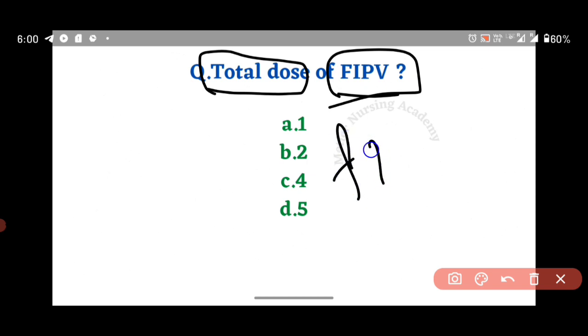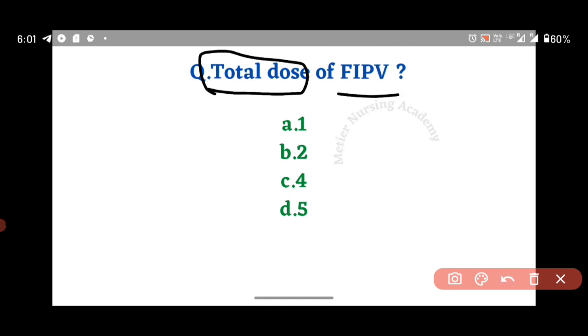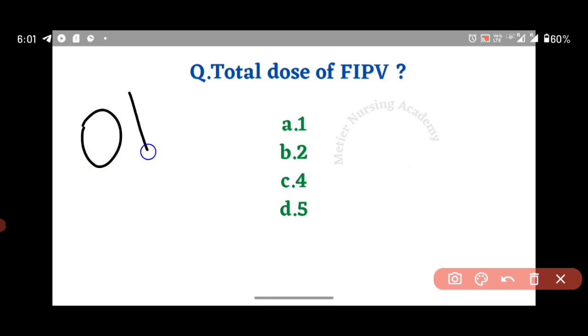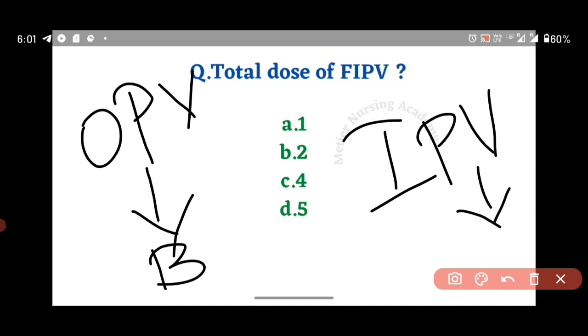fIPV means fractionated injected polio vaccine. So it is an injected polio vaccine. You all know about the oral polio vaccine, and fIPV is an injected polio vaccine. That is the difference between these two things. The oral polio vaccine we give at birth. For this injected polio vaccine, when we give it and how many doses we give, that is the question.